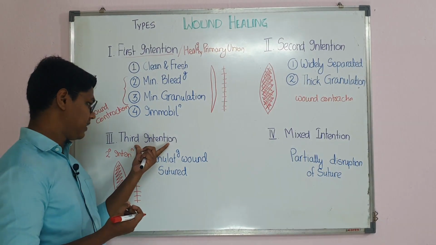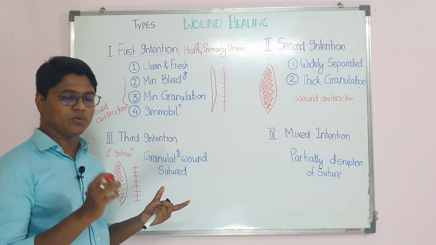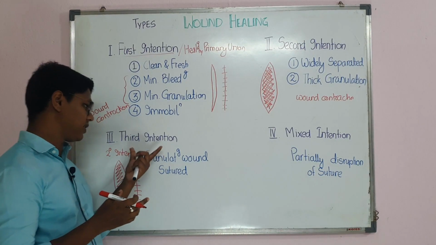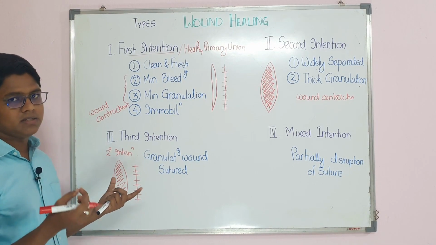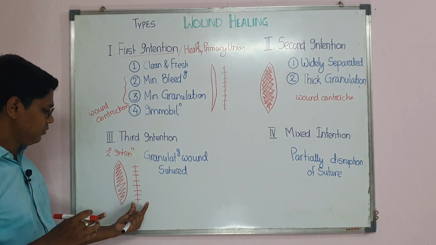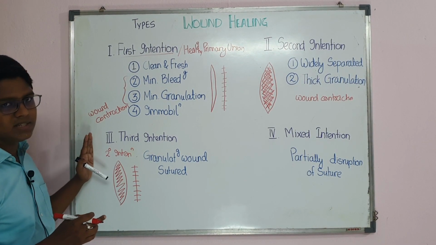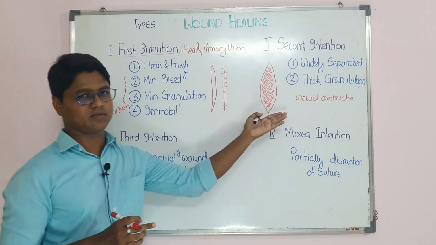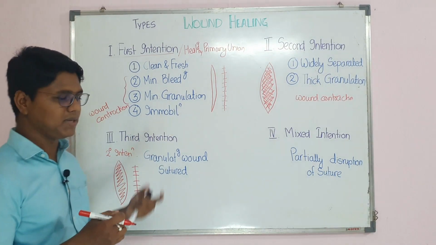Third intention healing is that healing in which a wound which would otherwise have healed by second intention heals by primary union due to suturing. That is why this is known as third intention. It is nothing but a modification of second intention, or you can say this is a mixed type.